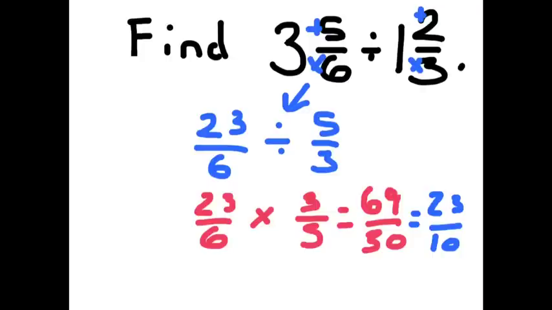And I could finally write that final answer as a mixed number, that there's 2 whole 10s in 23, so 2 and 3/10. Final answer is 2 and 3/10.